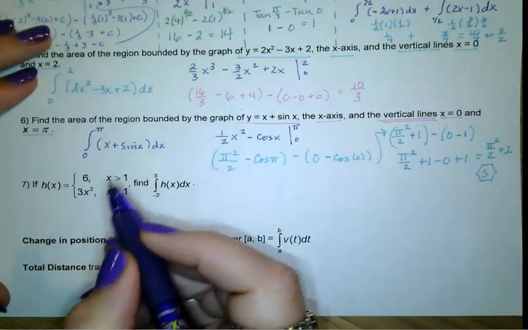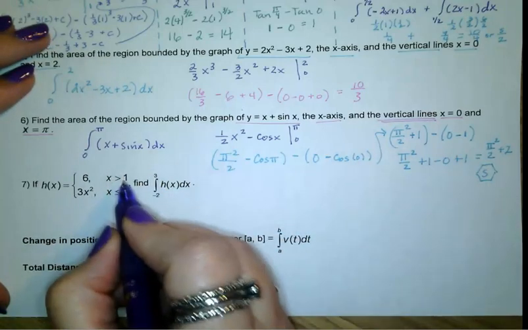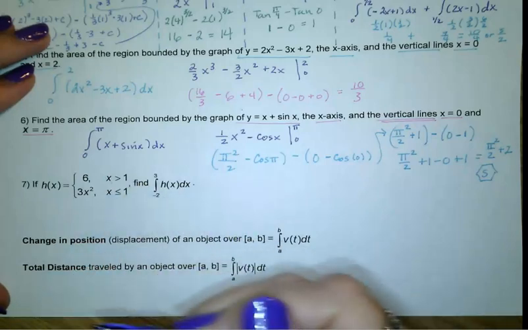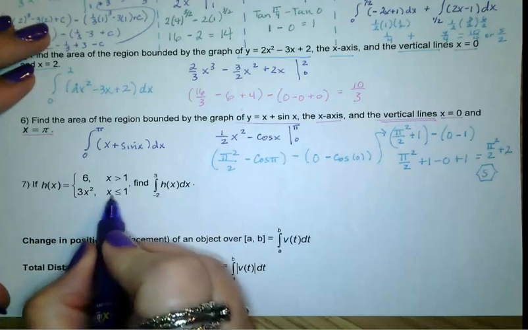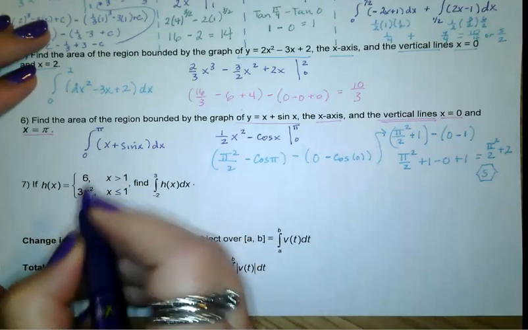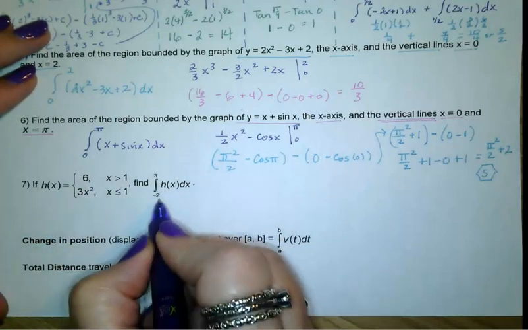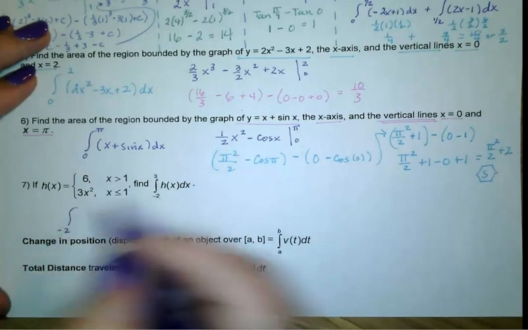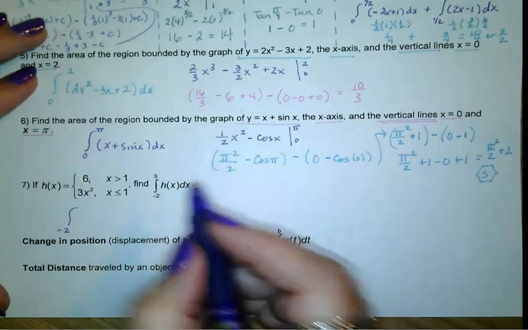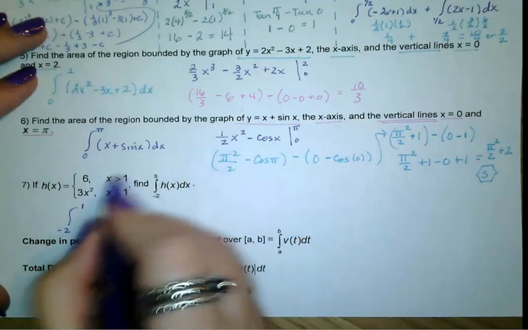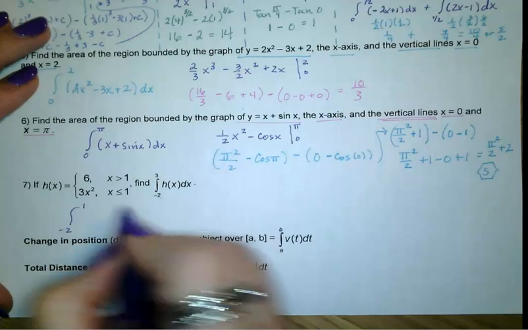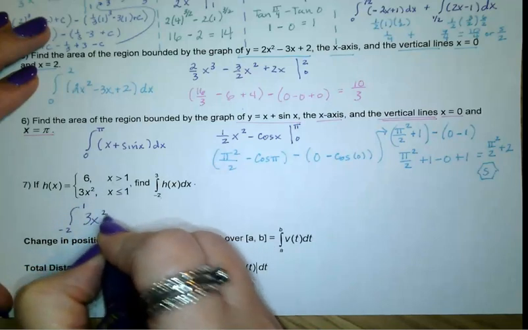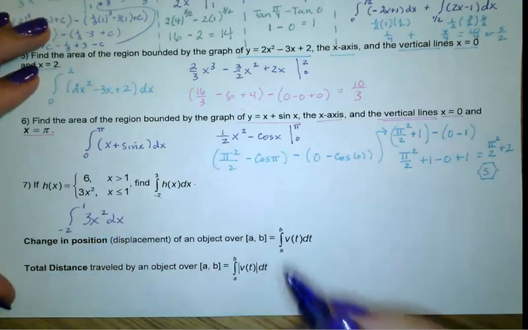Okay, so then which side is going to be the ones that are less than 1? That's this bottom one right here. The x is smaller than 1. So we'll start there, and we're going to go from our lower bound of -2 to our upper bound of 1, because that's where this is breaking in the graph right here. And then we use this bottom function, 3x squared dx.